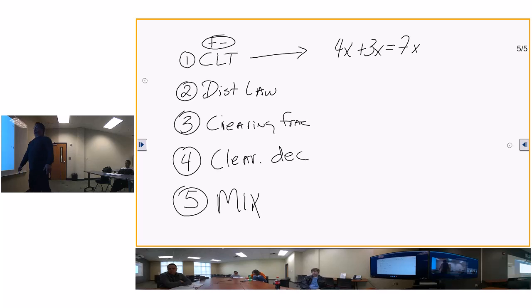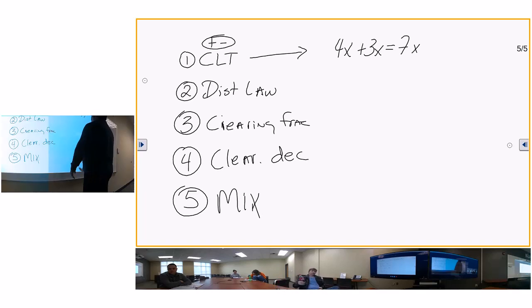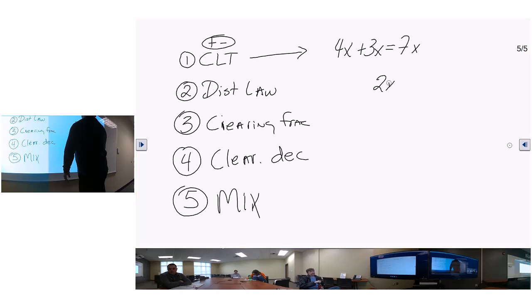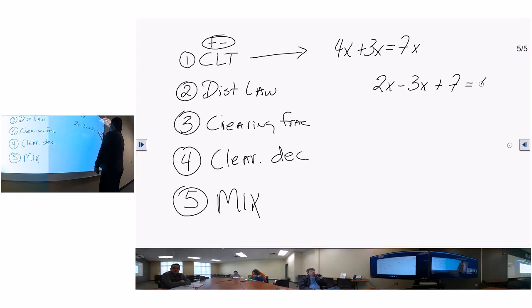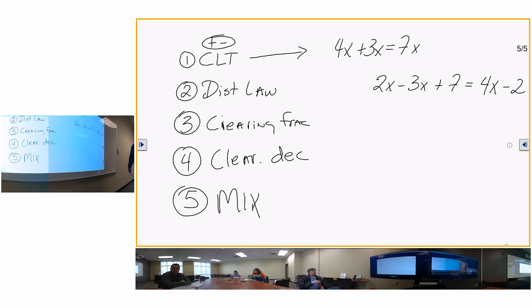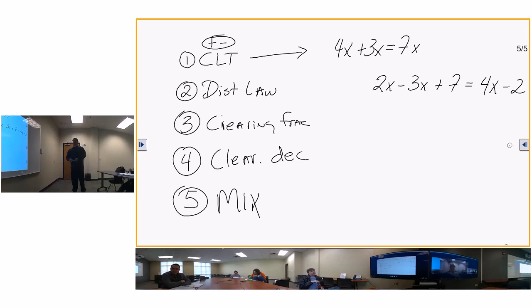I want to go ahead and give you an example and let's see if you can do it. 2x minus 3x plus 7 is equal to 4x minus 2. All right, that is an example of combining like terms. Go ahead and work that problem. If you can't work it, consider yourself a disappointment.